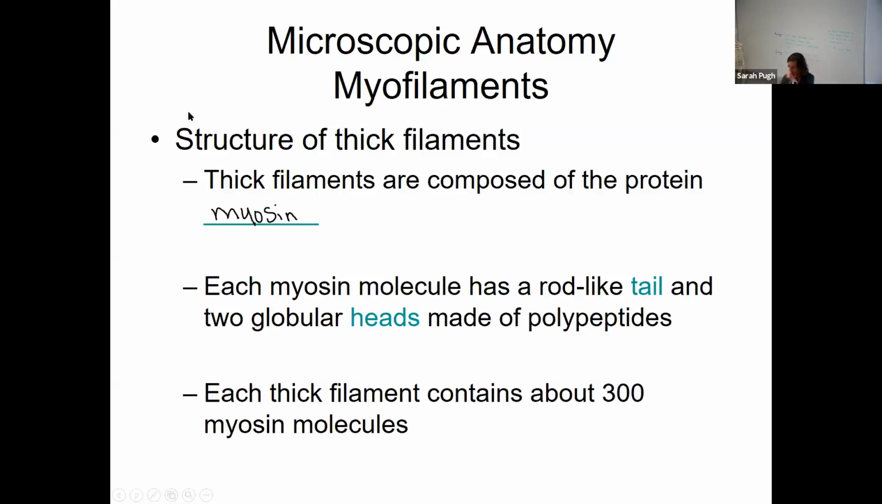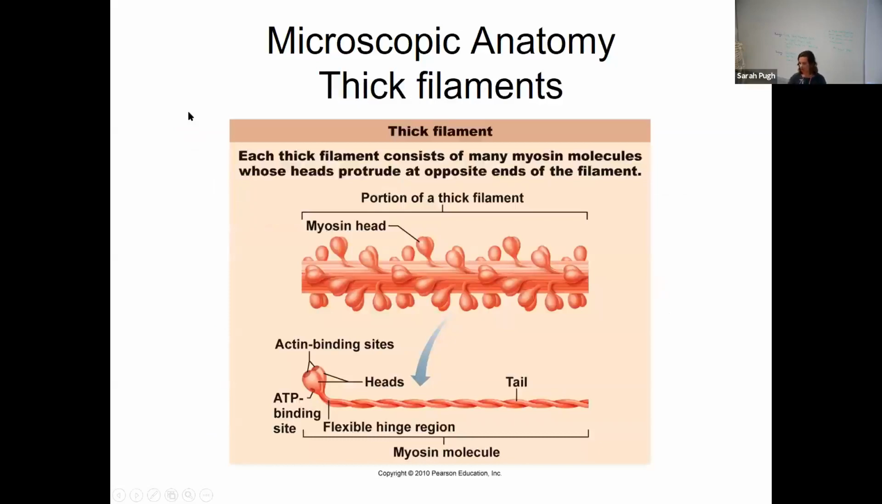And to me, a myosin molecule, so one myosin molecule, almost looks like if you have two big golf clubs, like driver clubs, the big ones, and you were to hold them together and then wrap the handles around each other. That's what a myosin molecule looks like. So here's a picture. This is a myosin molecule at the bottom, right? It kind of looks like two big golf clubs with the handles wrapped around each other.